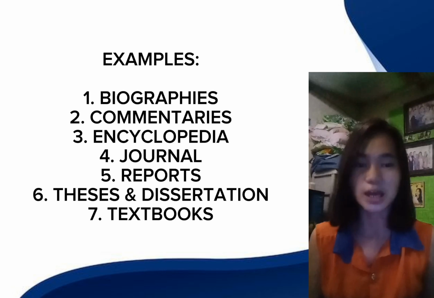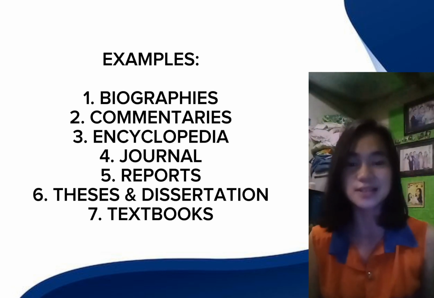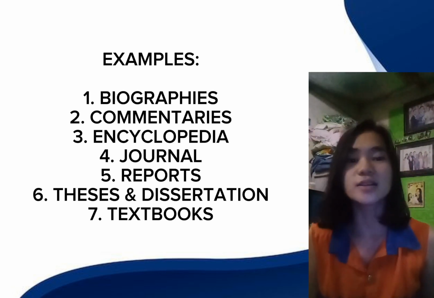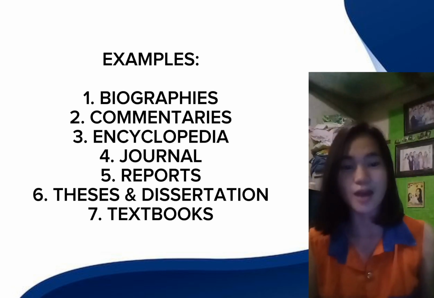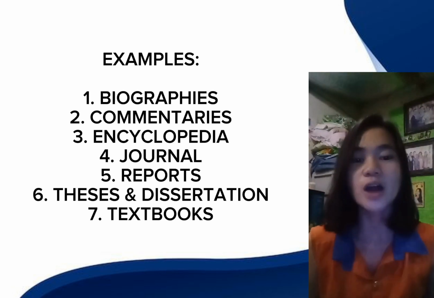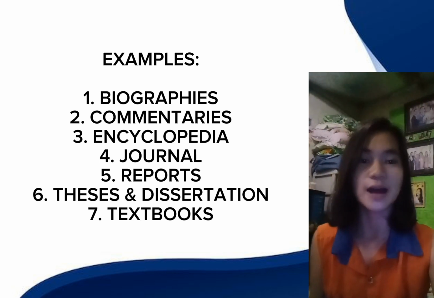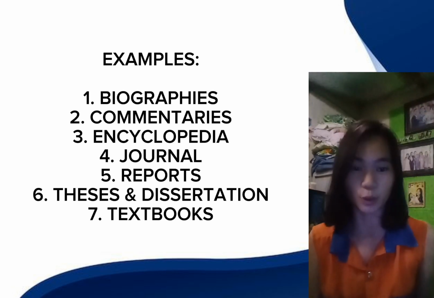Next is the encyclopedia, collections of facts about many subjects. Example, Wikipedia. Next is journals. It is a collection of academic articles written by experts. Example, a scientific journal with published studies. Next is reports, an organized summary about events or data. For example, a company's annual report or a school research report.